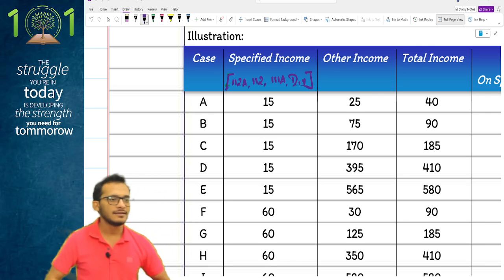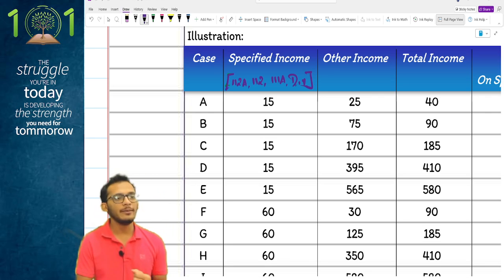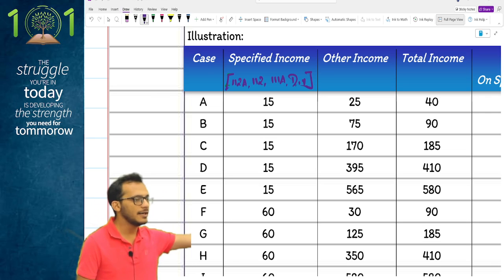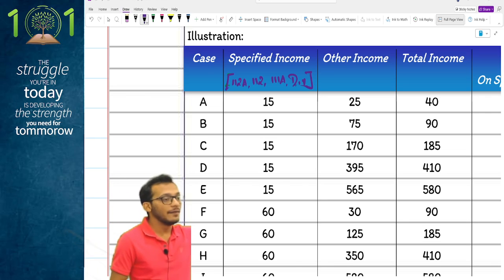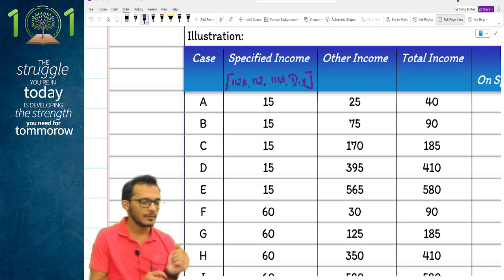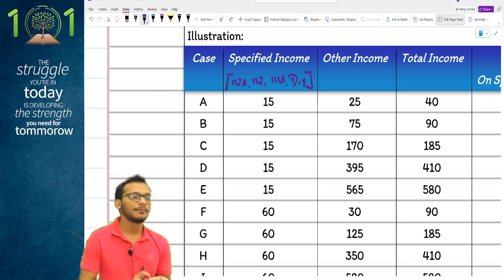Total is given on the right side. Now you are going to tell me what is the surcharge for specified and what is the surcharge for others. The moment you do that, automatically the last one will come. Correct, not correct? Correct.